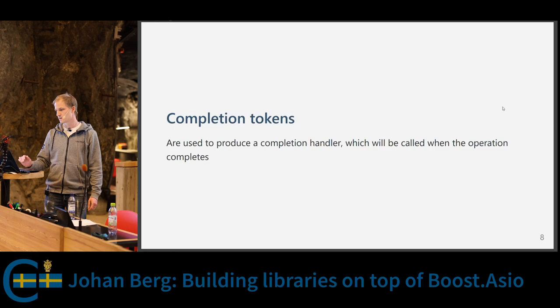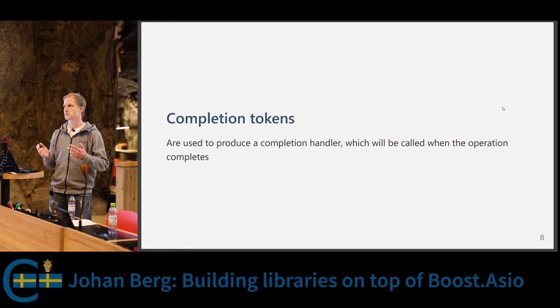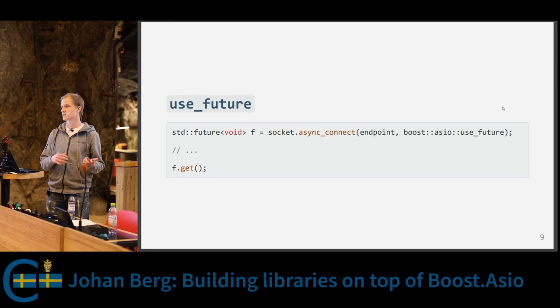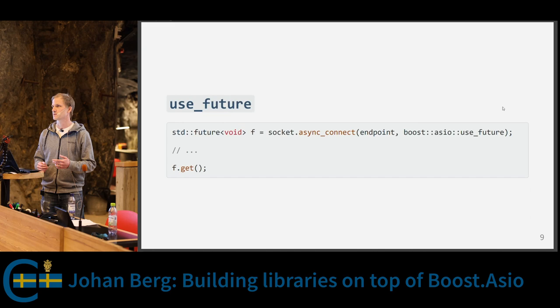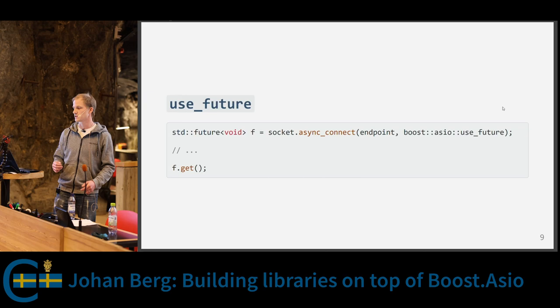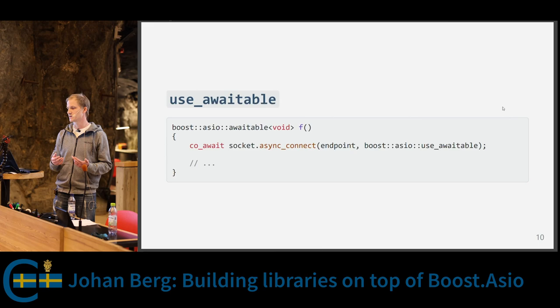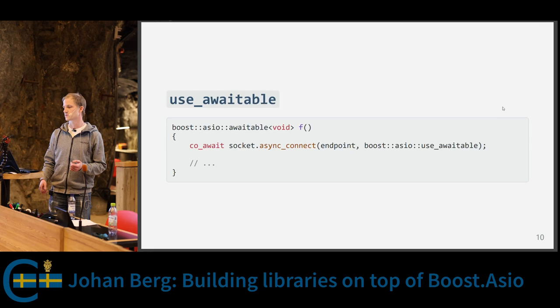There's also something called completion tokens, which are used to produce a completion handler. One of them is use_future. So instead of passing a lambda, we can pass use_future, and then the async_connect will return a standard future, and we can call get on the future to retrieve the result. There's also one called use_awaitable, which is the one I'm interested in because it can be used with coroutines. If we pass use_awaitable, it will return something that we can co_await.